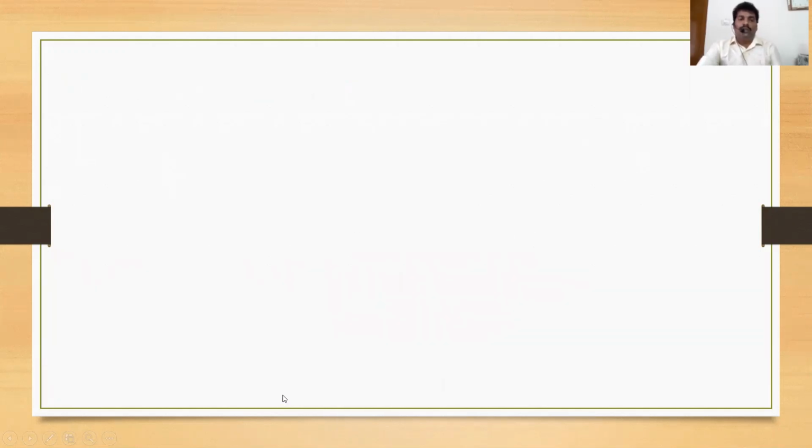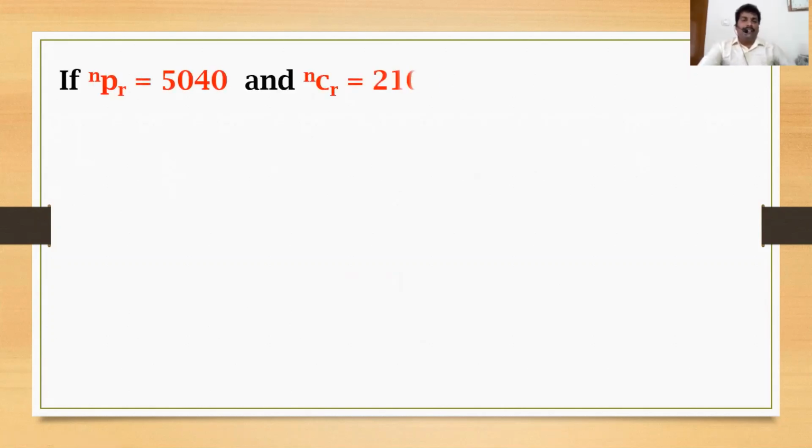We'll see one more question based on this application of the combination NCR formula. In this question, a very important question for 2 marks: if NPR is equal to 5040 and NCR is equal to 210, find N and R.